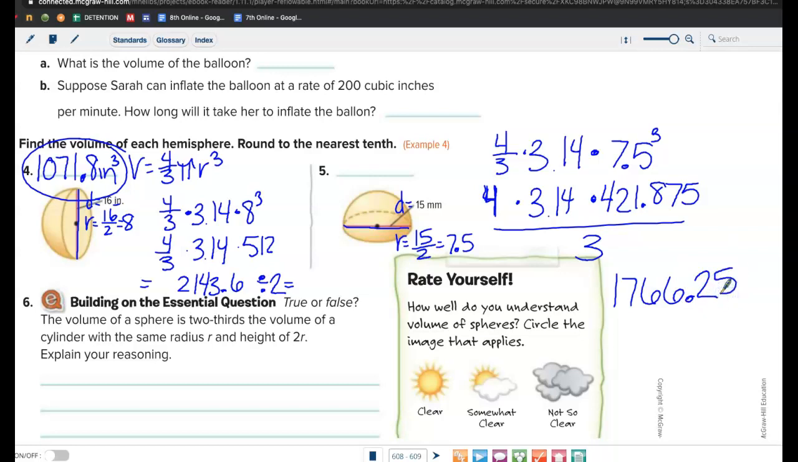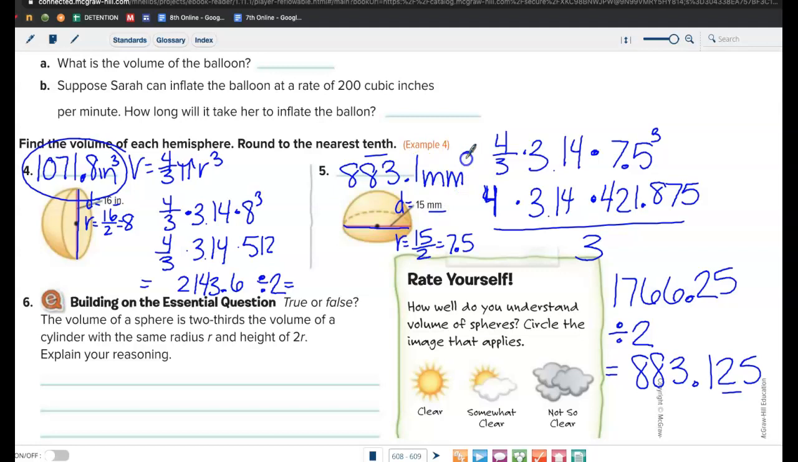1,766.25. That would be the volume of an entire sphere, but I have a hemisphere, so I'm going to divide it by 2, and I get 883 125 thousandths. I'm rounding to the nearest tenth. So this 2 tells my 1 to stay the same, so my final answer is going to be 883 1/10 millimeters cubed.